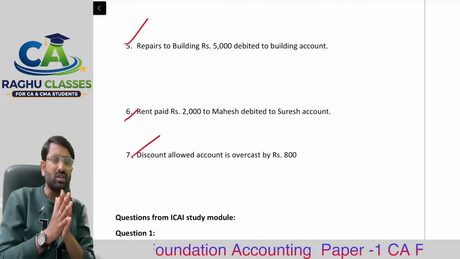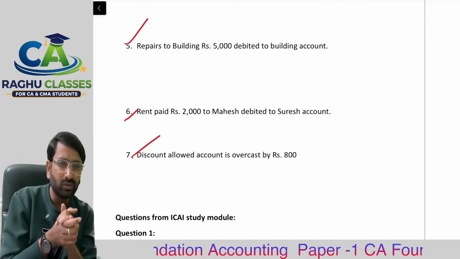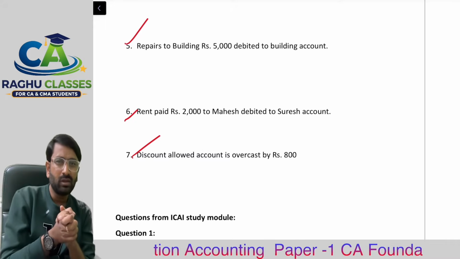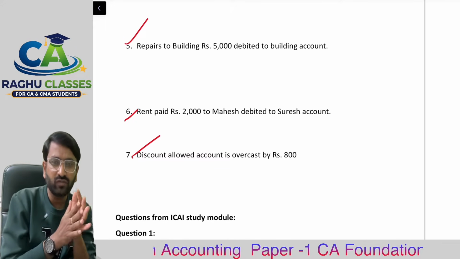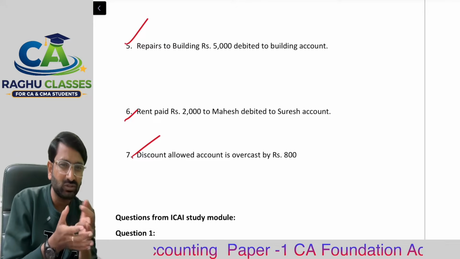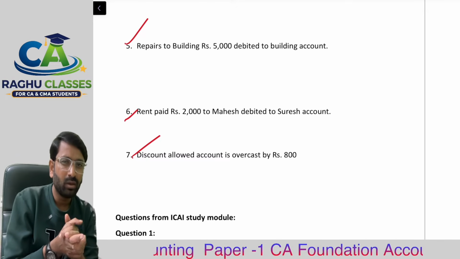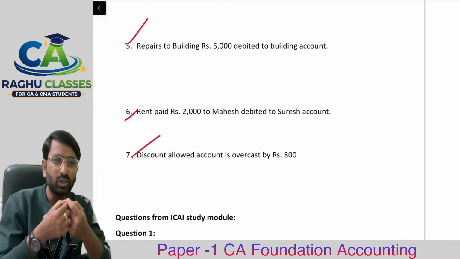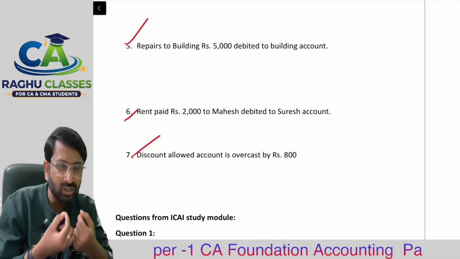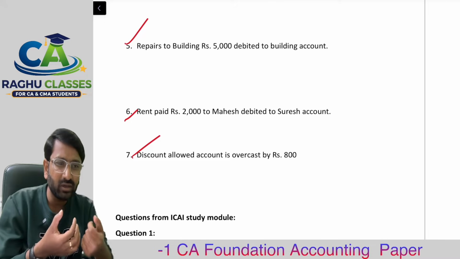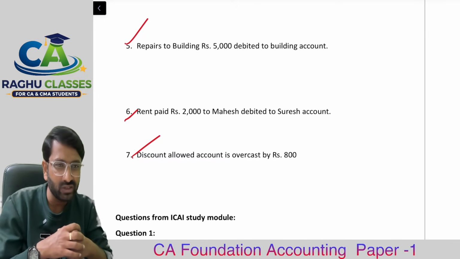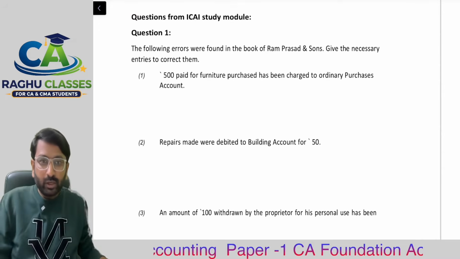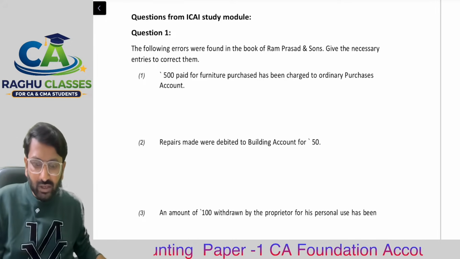Now, with this, we have completed the entire concept of rectification of errors. In the next few minutes, we'll try to solve a few questions from the ICA study module. For these questions, before listening to the entire discussion, I would want you to try the correct entry, wrong entry, and rectification entry, and understand your testing. Thank you so much. We'll try a few questions from the ICA study module.